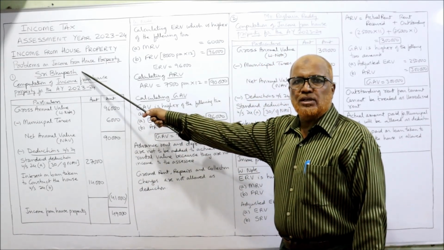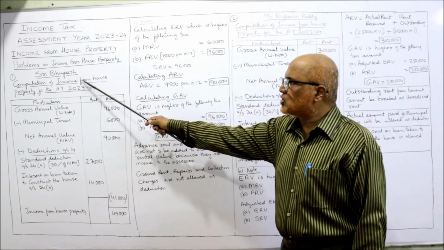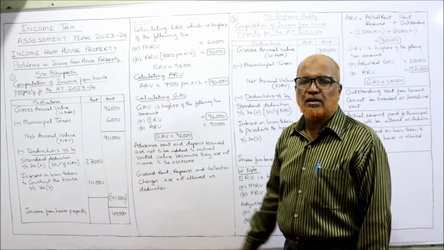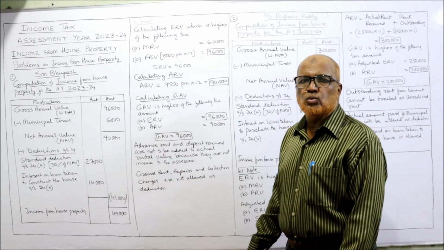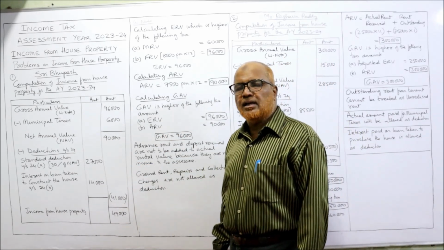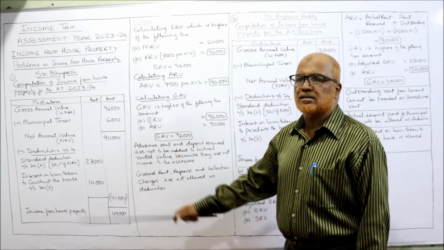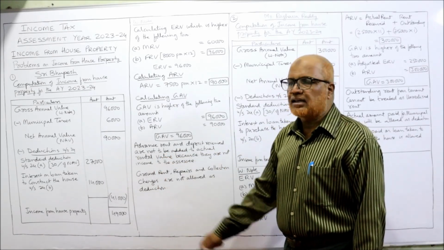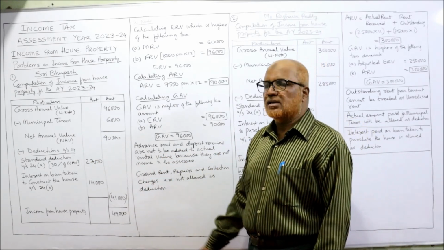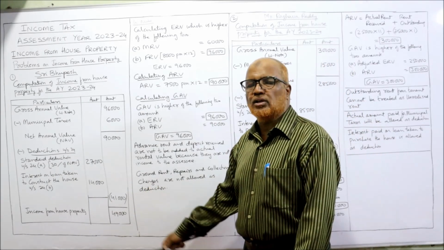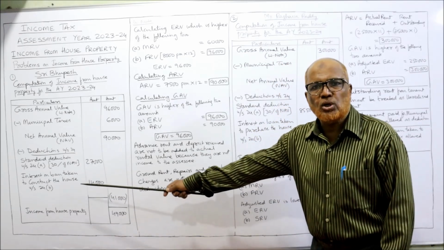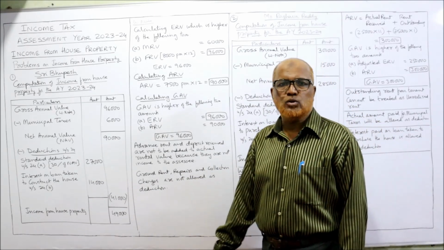So here the solution is Sri Bhupesh's assessment: computation of income from house property for the assessment year 23-24. First of all, the format as usual. Take the gross annual value, from that deduct the municipal taxes. Then we get NAV, net annual value. Less deductions under section 24: two deductions, 24A standard deduction and 24B interest on loan. Then we get income from house property.